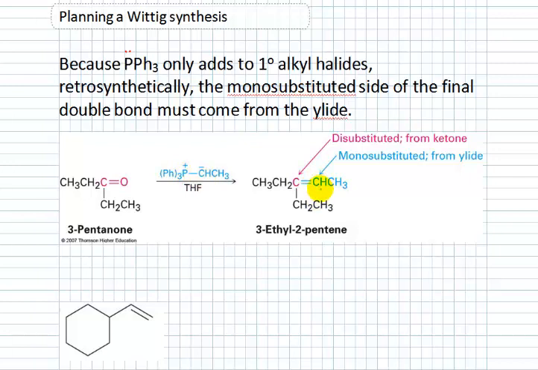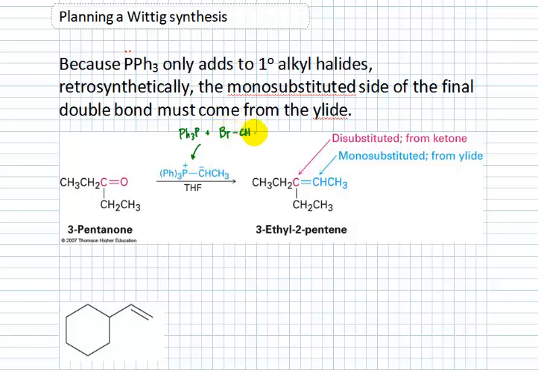Okay? Let's sort of think backwards a little bit here. If this mono-substituted side came from this compound right here, that would have to come from the triphenylphosphine, Ph3P, and some sort of, do we use bromides mostly? Yeah. Right.